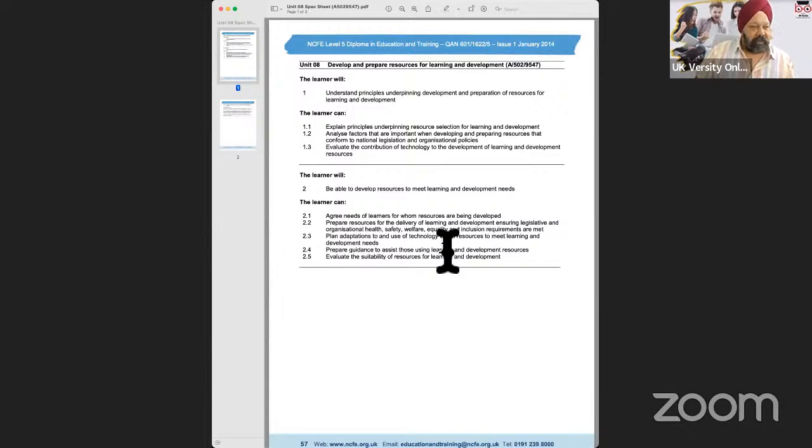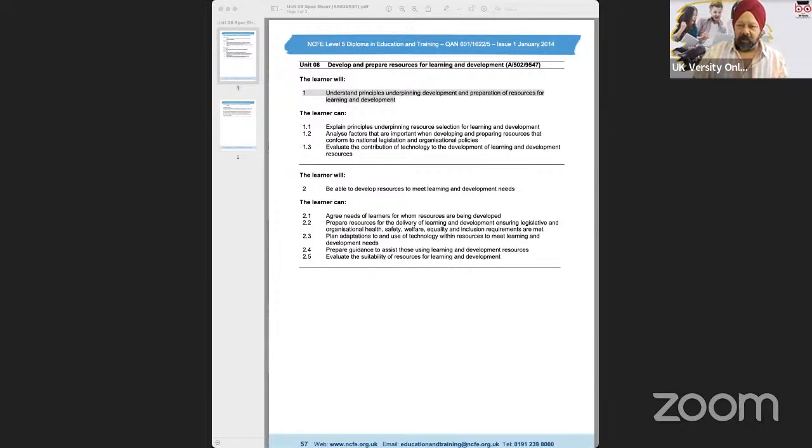So what we've done in the first learning outcome, if I have to do just a quick recap, is cover understanding the principles which underpin the development and obviously the preparation of resources. What we are looking at is understanding how you are going to go about developing resources which are going to meet the needs of the learners.